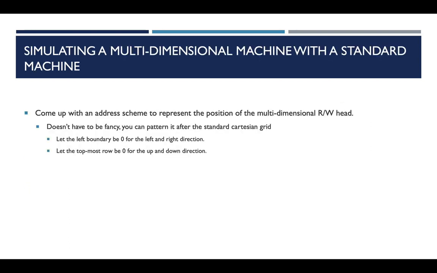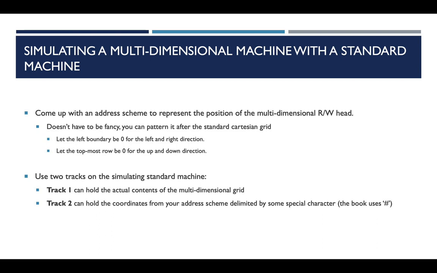So after we have determined this coordinate system, derived from the Cartesian coordinate system, all we need is a 2-track system that takes inventory of exactly the same 2 pieces of information that we have taken inventory of for the entire lecture. One, we need to hold the actual contents of the multidimensional grid, and on track 2, we need delimiters that tell us where on the multidimensional grid that piece of information would be.